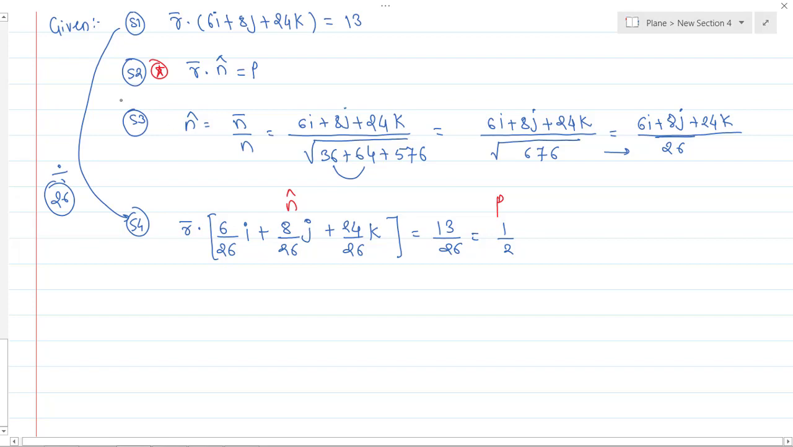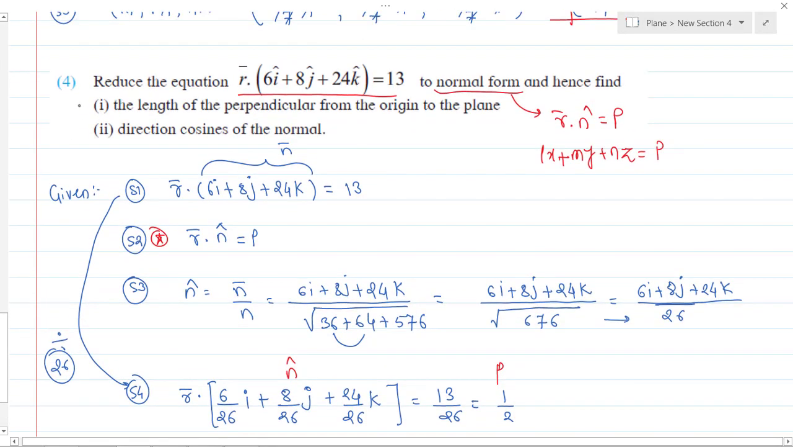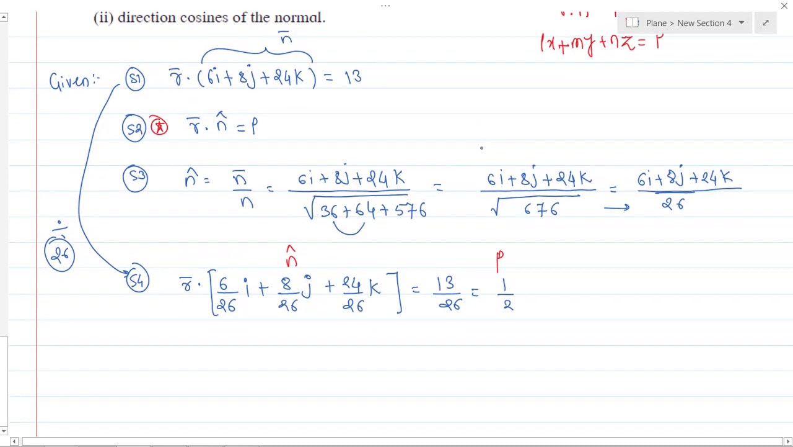So the answer to the first part has come. How much? P equals how much? P is nothing but 1 by 2. Okay, now see, these are the direction ratios. 6 is a direction ratio, and the direction cosine is a divided by root of a squared plus b squared plus c squared. Yes or no? So what is this, 6 by 26, 8 by 26 and 24 by 26? These are nothing but my direction cosines. Perfect, very good. It's L, it's M and it's N.